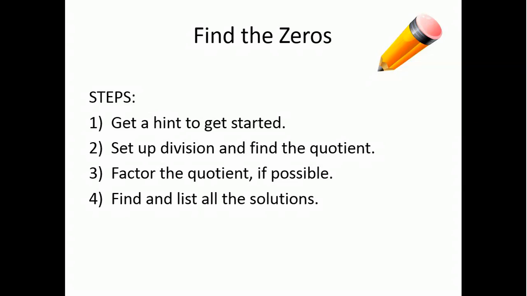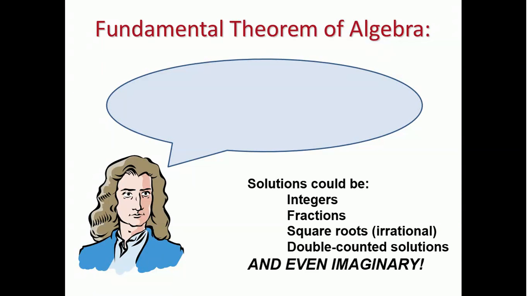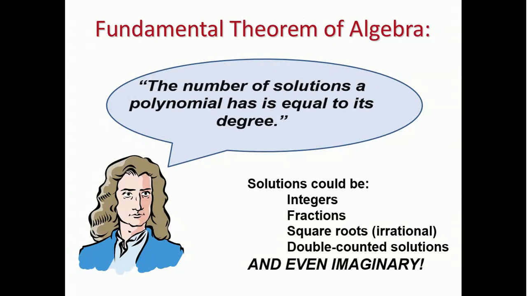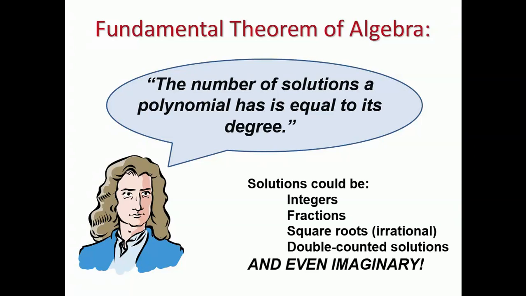Now, there is a very special theorem. It's known as the fundamental theorem of algebra. And the fundamental theorem of algebra is this: the number of solutions a polynomial has is equal to its degree. So if I have a degree of 3, that means I will have 3 solutions. If I have a degree of 5, I'm going to have 5 solutions.